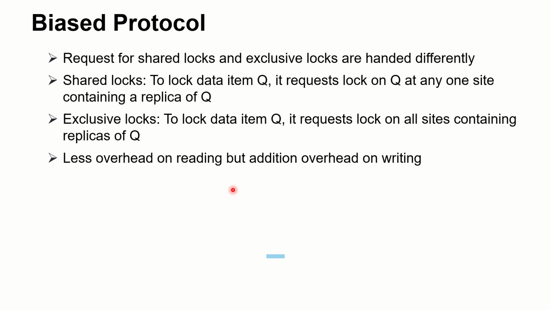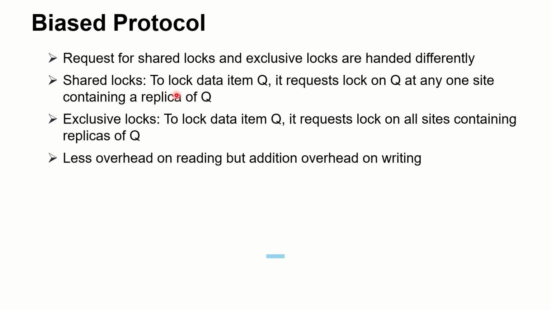Okay, so another protocol is the biased protocol. Requests for shared and exclusive locks are handled differently. In this biased protocol, we have separated the shared locks and exclusive locks. For the shared locks, we don't need that much concurrency control, but for the exclusive locks, we need to maintain a lot more accuracy, because those are going to handle the writes on the data items. That's why we have biased our system differently for shared locks and exclusive locks.